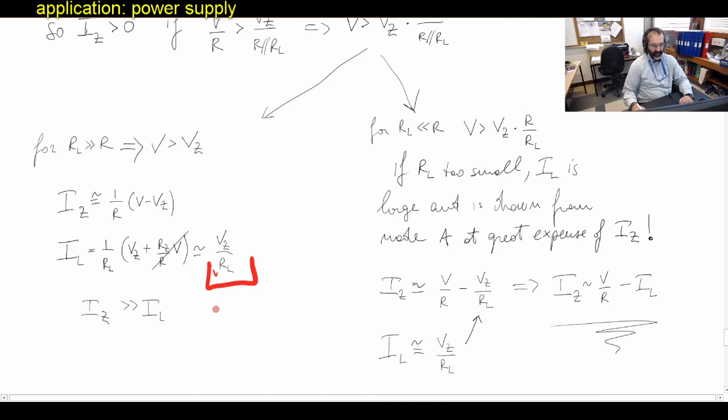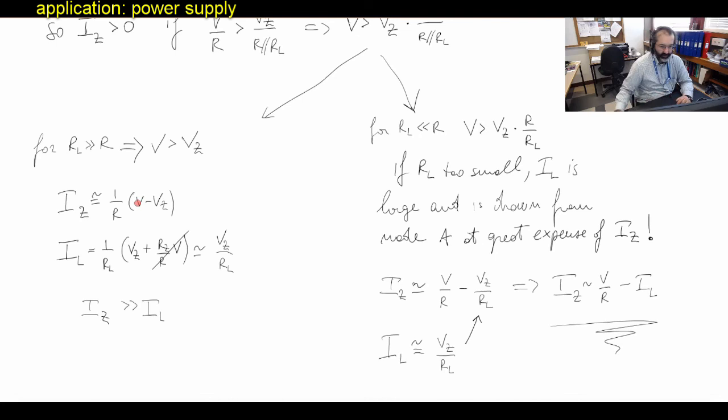So what we see from this in this condition is that effectively IZ is much bigger than IL. Okay. So when RL is much bigger than R, effectively, the current passing through the zener branch is way bigger than IL. So the load is, let's say, drawing very little current from the zener branch, subtracting very little. So the zener branch works at its optimum, and that's why also the condition is effectively V bigger than VZ. Let's say that the circuit sees very little the existence of this RL branch of the load.